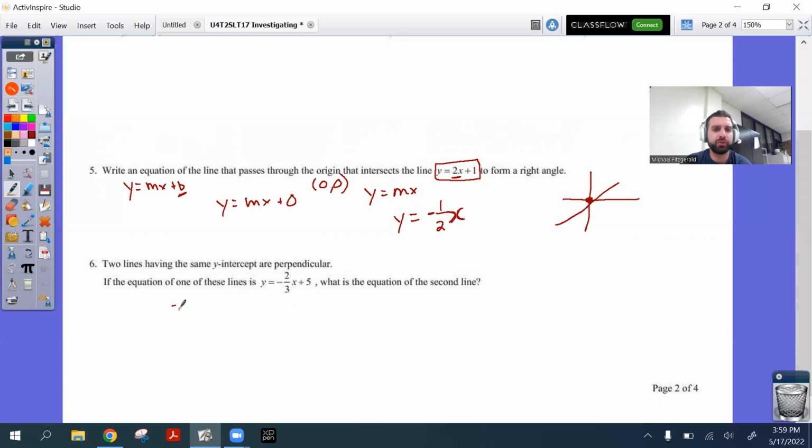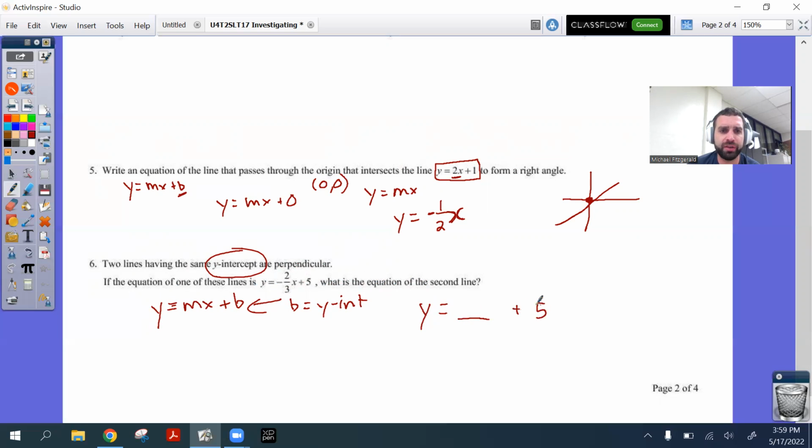Next one. Two lines having the same y-intercept are perpendicular. The same y-intercept, we know y = mx + b, b is the y-intercept. One of these equations is this. What is the other equation? Well, the other one is going to be y is equal to something plus 5, right? They have the same y-intercept. We're given that it has the same y-intercept. If one of them has the slope -2/3, what is the equation of the second one?